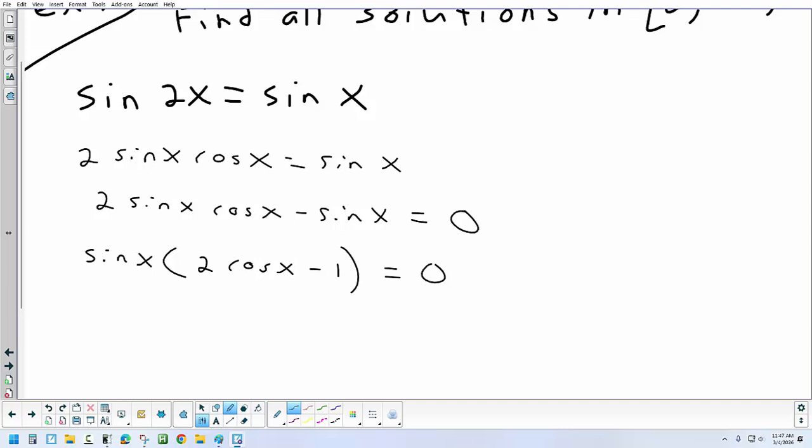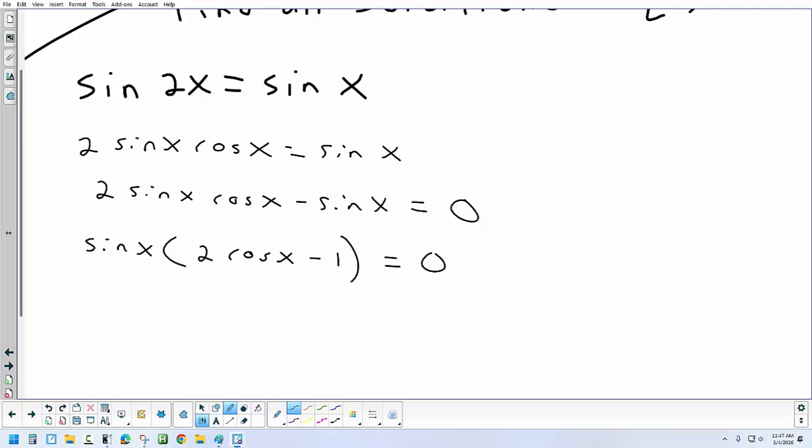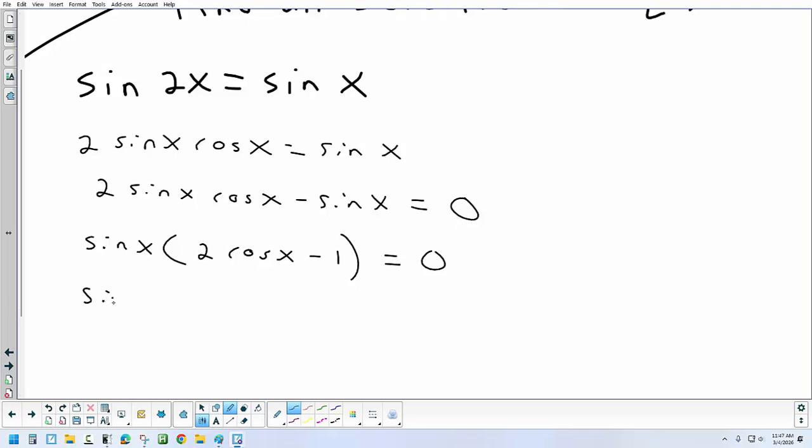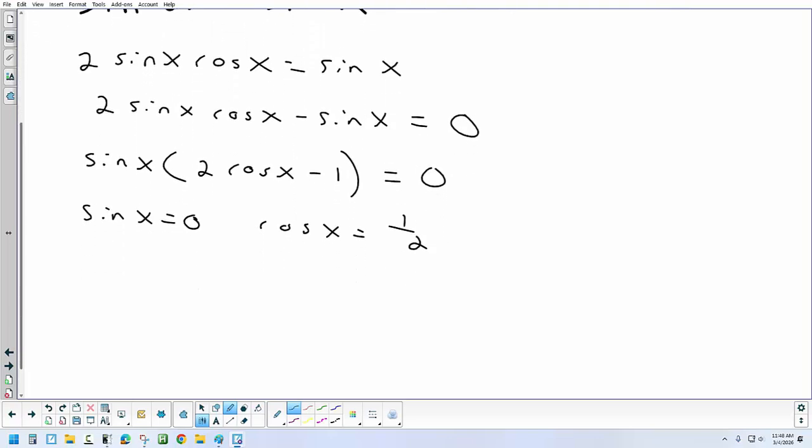And Reese, what do we do with that? Set each factor equal to 0. So sine x equals 0, and cosine x equals a half. These are all nice answers. No decimals. You don't need to do inverse sine and cosine.